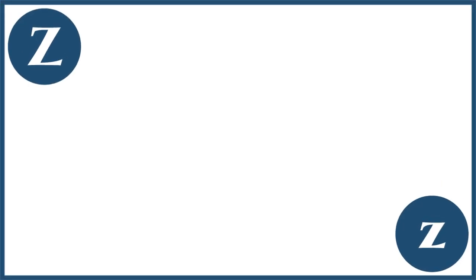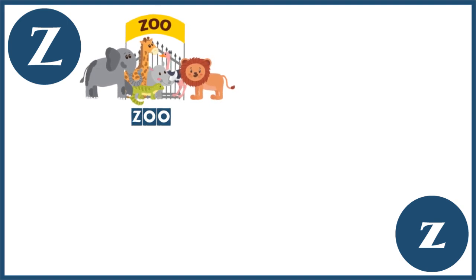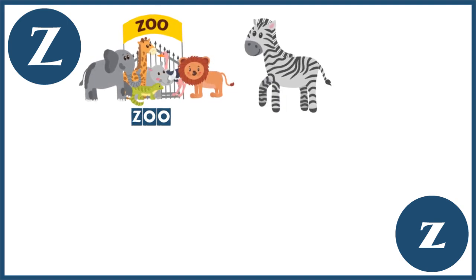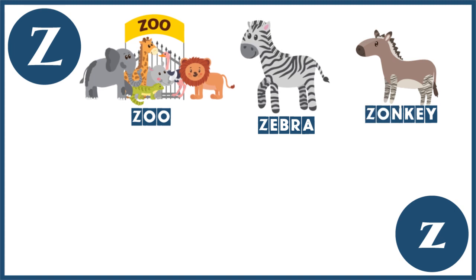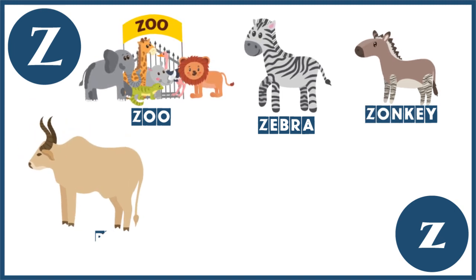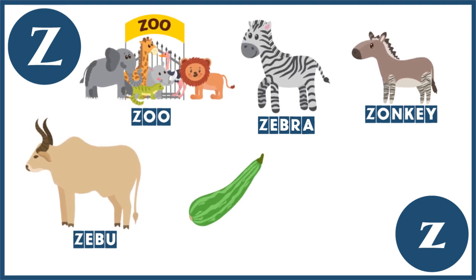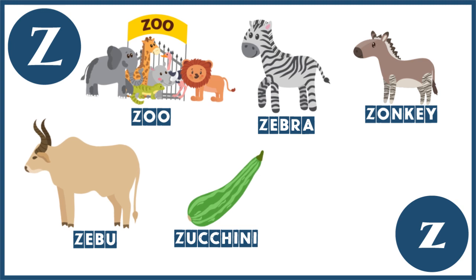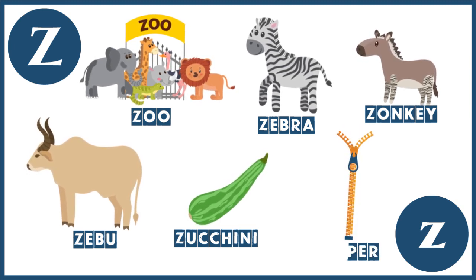Z. Z for zoo. Z for zebra. Z for zonkey. Z for zebu. Z for zucchini. Z for zipper.